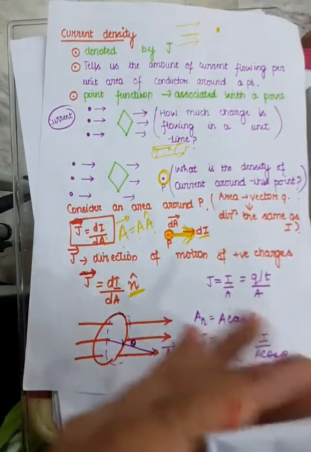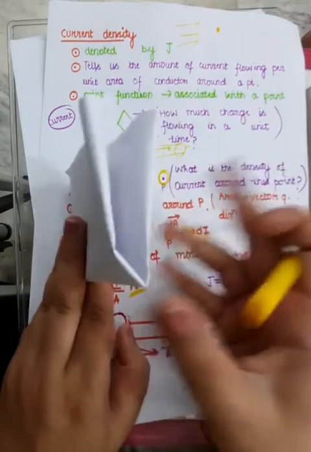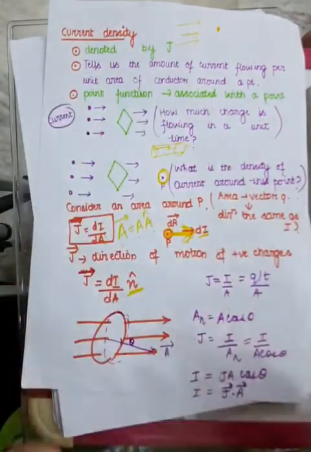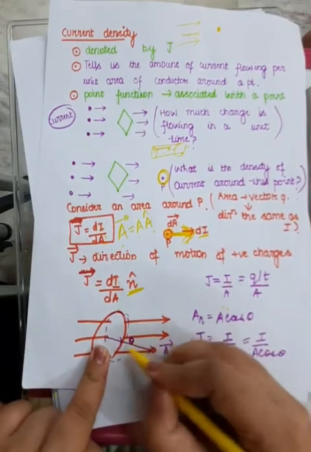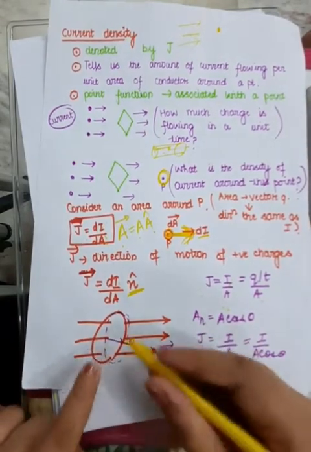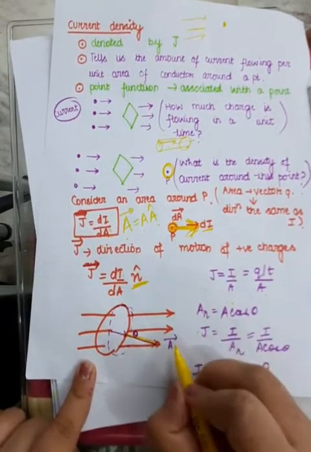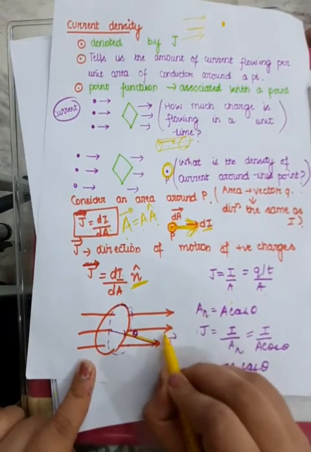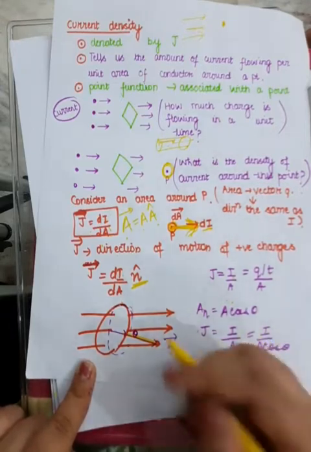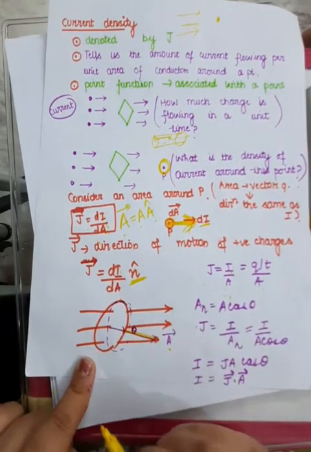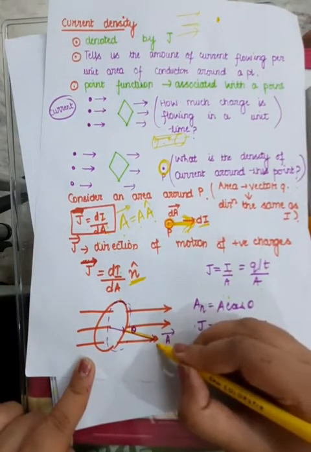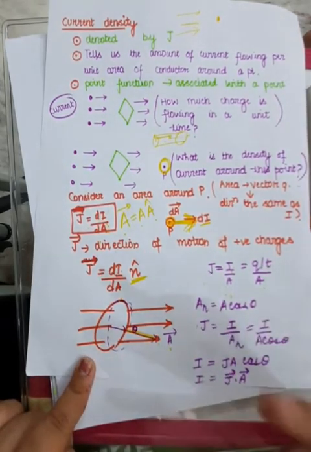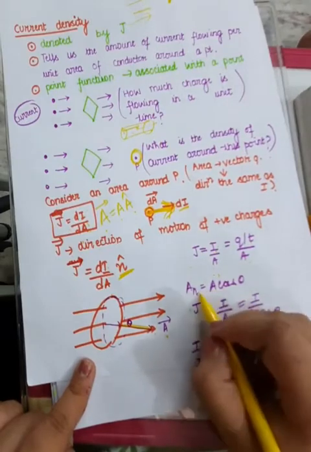This is a tilted area now, like this. So its outward drawn normal will be like this. Same here, this is the outward drawn normal. See the angle between the area vector and the flow of current. Suppose that is theta. So the component of area which is along the flow of current, through which the current is actually passing, will be A cos theta.